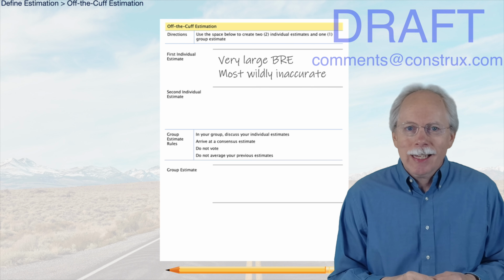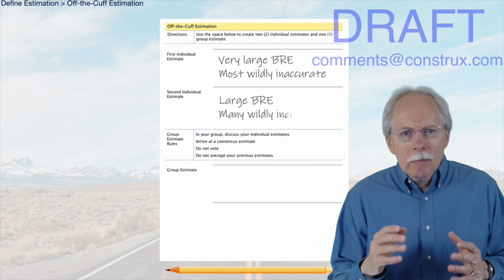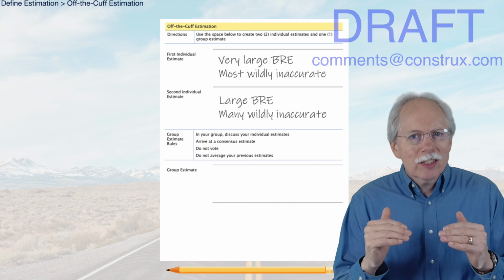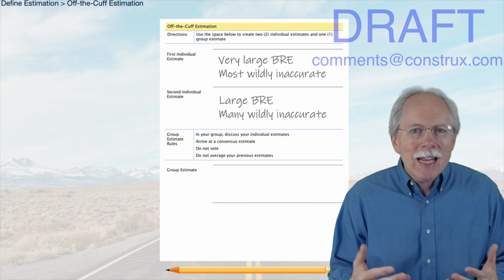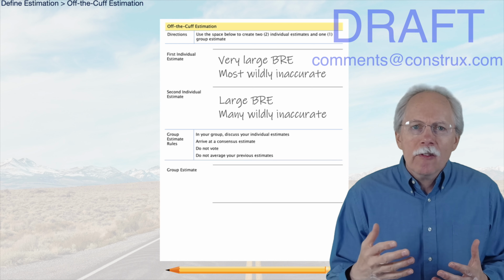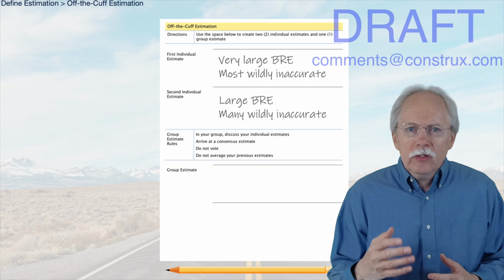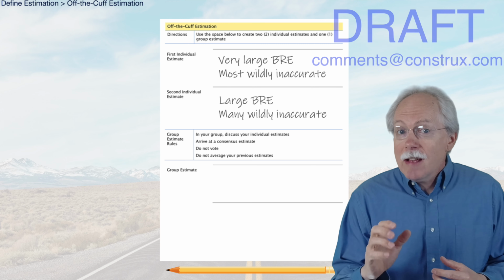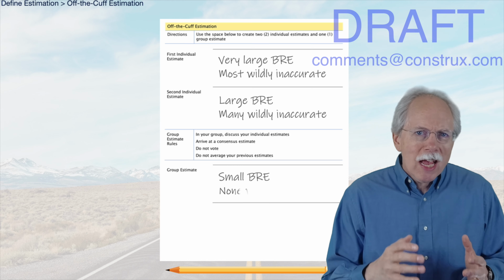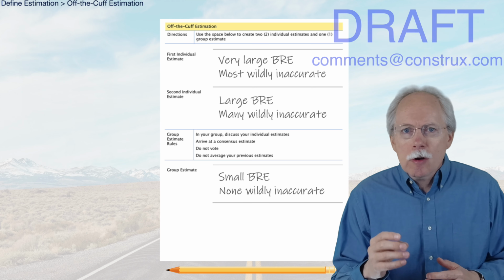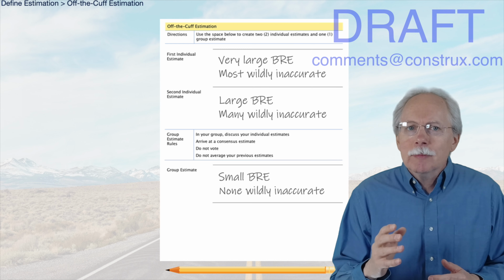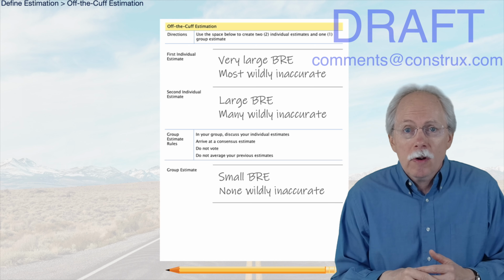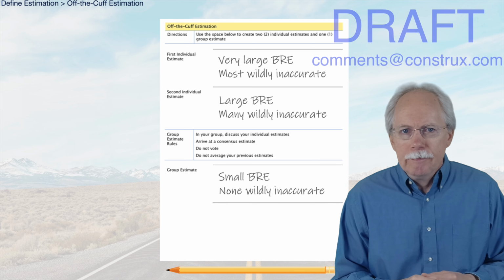In the second 90-second individual estimate, we see a smaller but still large BRE, not nearly as bad as the first estimate. That is, the BRE percentage has dropped, but we still have many estimates that are wildly inaccurate, off by a factor of 2 or more. We do see, though, that a few are doing pretty well. By the time we get into the third, 5-minute group estimate, we see that the BRE has really collapsed, and it is rare that any group is wildly inaccurate. Almost all estimates are within a factor of 2 of the real number. Most are within a factor of 1.3 or 1.4. They're doing a much better job.